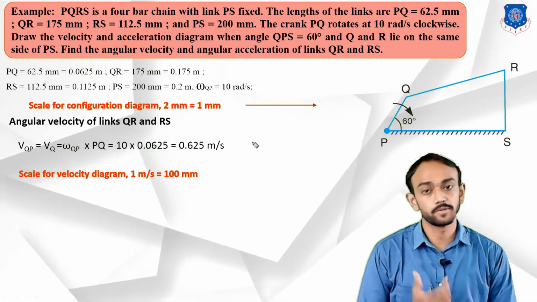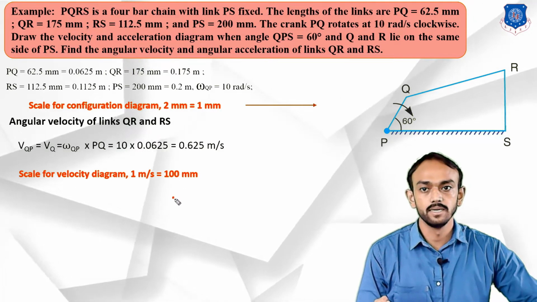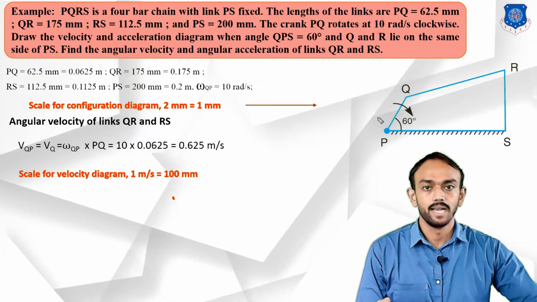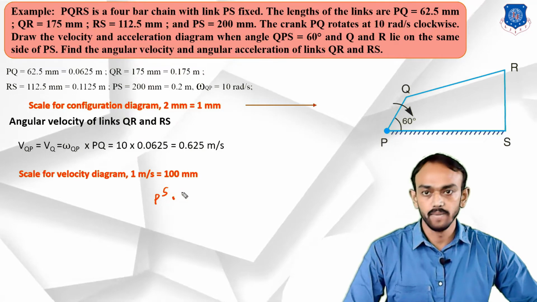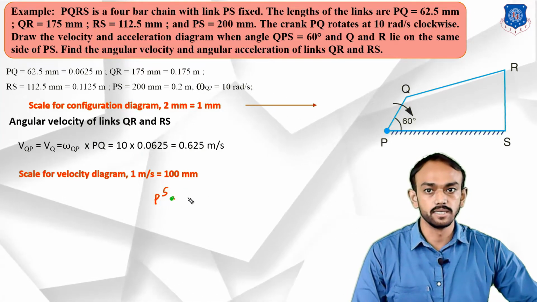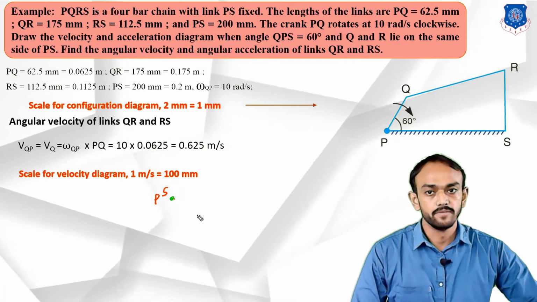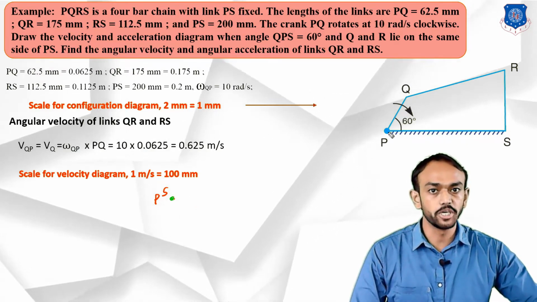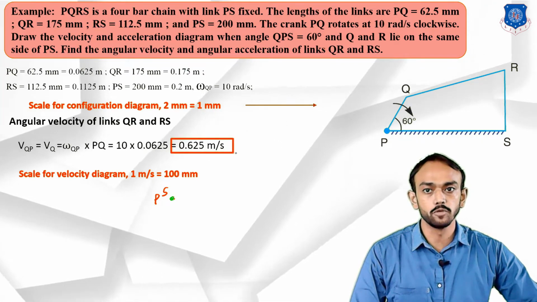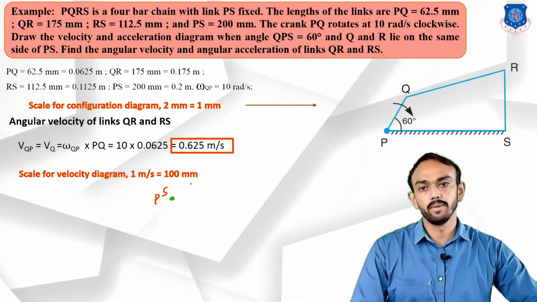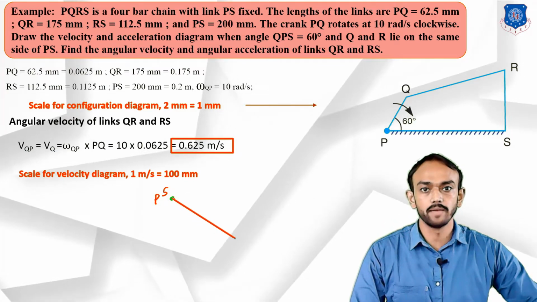As you know the procedure of the velocity diagram, first take all the fixed points at the same point, like you can see on the screen, P and S. So first P and S will be at some origin. This is the origin point. Now we will draw our first vector, which is perpendicular to PQ. Okay, and the length will be, as you know, 0.625 and the scale is 100 mm. So we will draw the line here with length 62.5 mm.